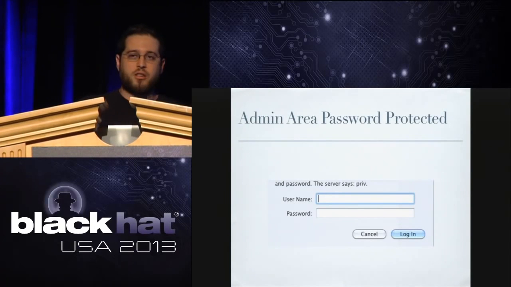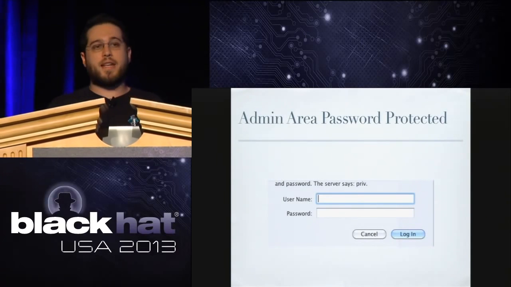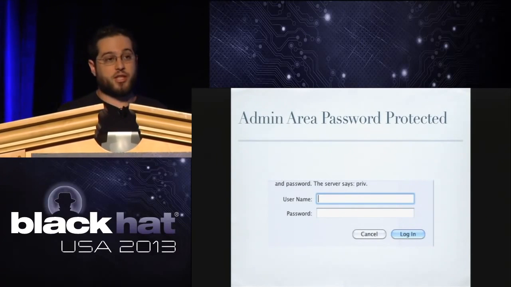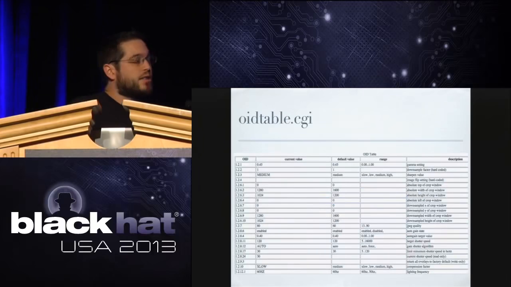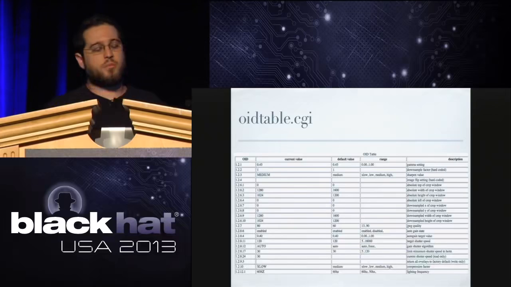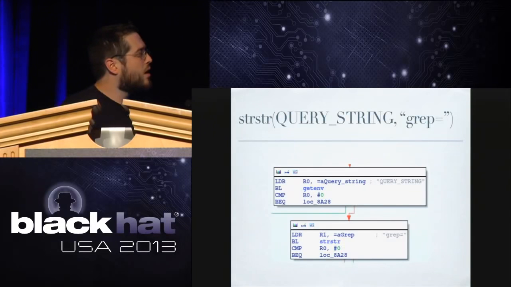So to do this, I started looking at what else can I get to without authentication. And one of the few pages that you can get to without authentication is oidtable.cgi. And the output from oidtable really isn't that interesting. It's a bunch of technical camera settings like focus and all that other stuff. There's nothing really sensitive in here like usernames and passwords. What's more interesting is the code behind oidtable.